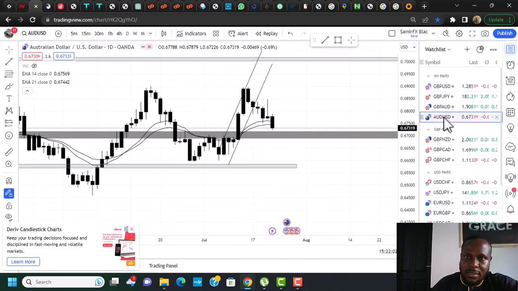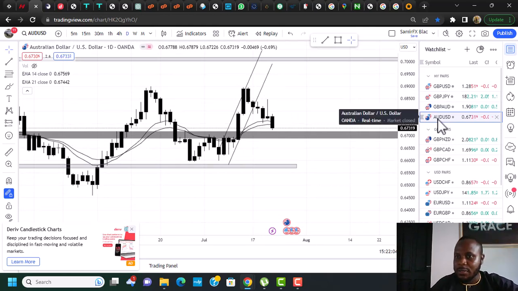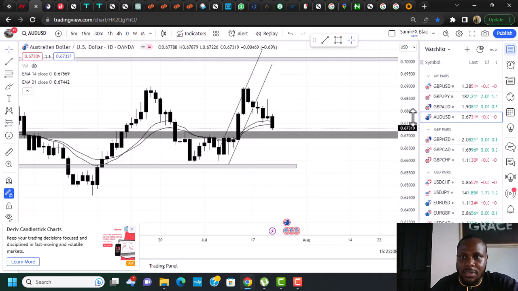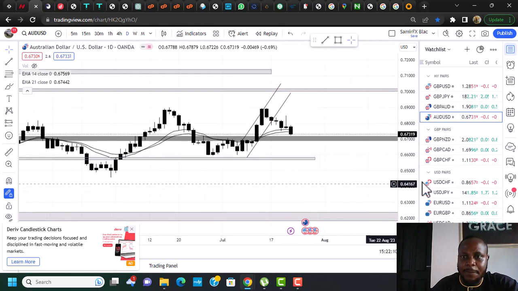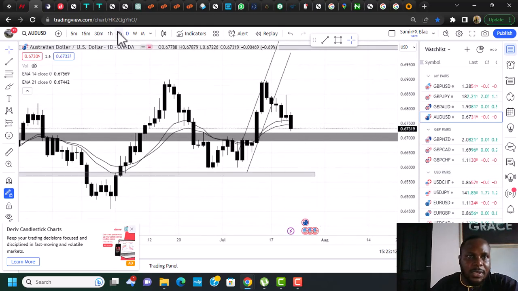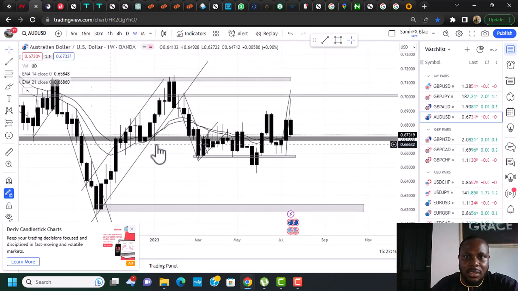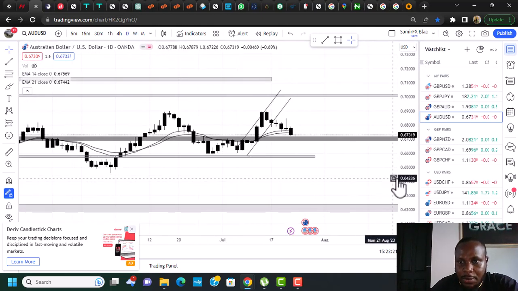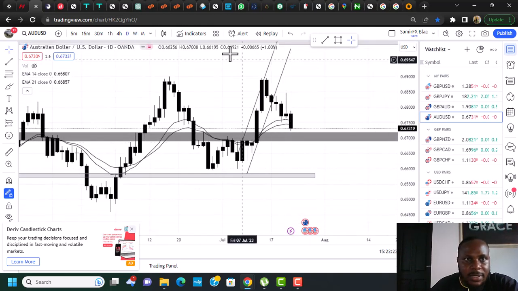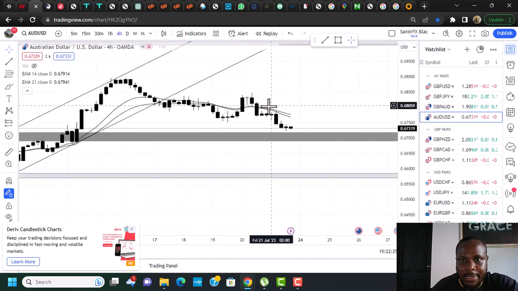Okay, so after this AUD/USD, I'll be analyzing one random pair down here and just giving you the thought process behind it. So now we can see that this AUD/USD is approaching one of our key support levels. So what are we gonna do?